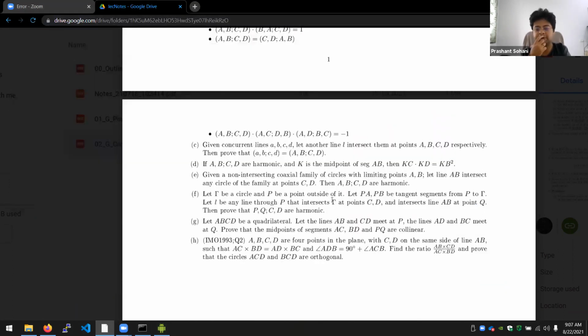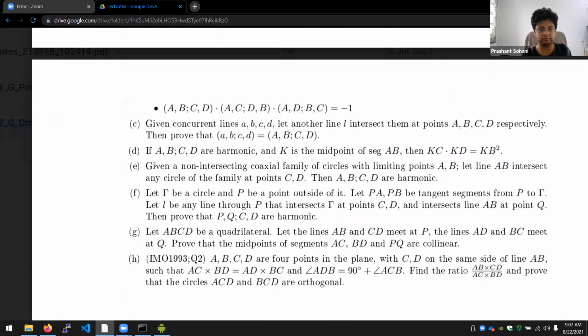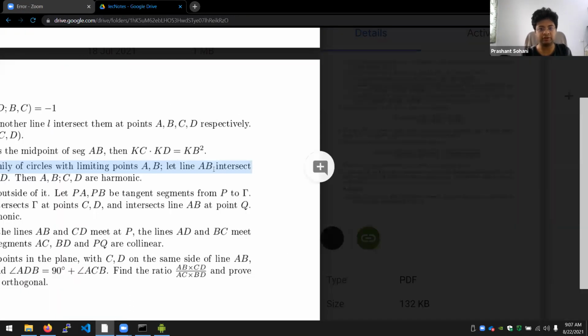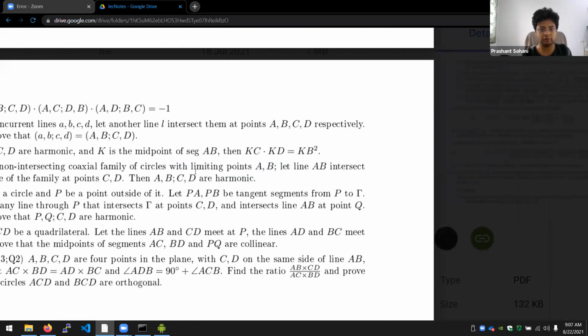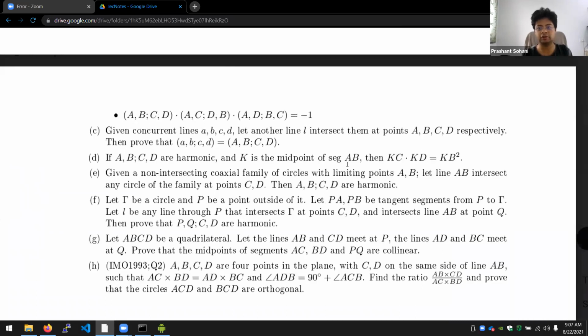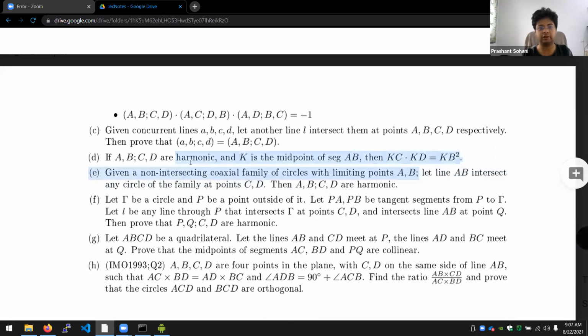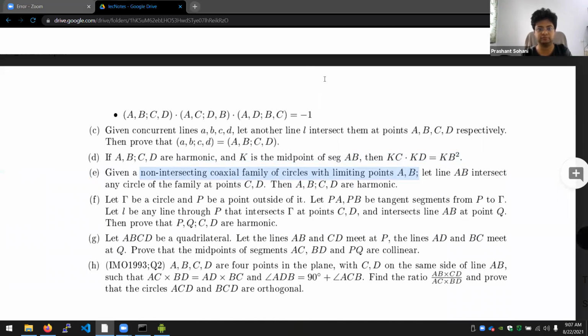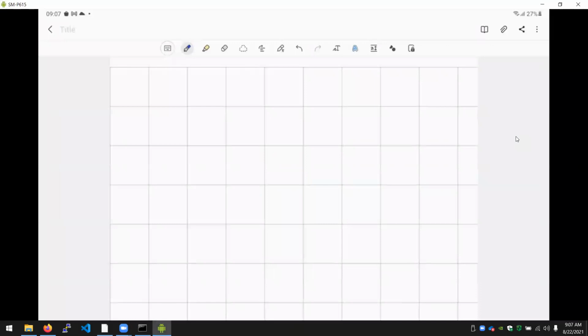So, given a non-intersecting coaxial family of circles. First thing for everybody to understand: do you understand what this phrase means? Because we have been using this phrase many times. And so I hope it is clear what picture you're supposed to draw when you read this part, given a non-intersecting coaxial family of circles. What is the diagram that you're supposed to draw?